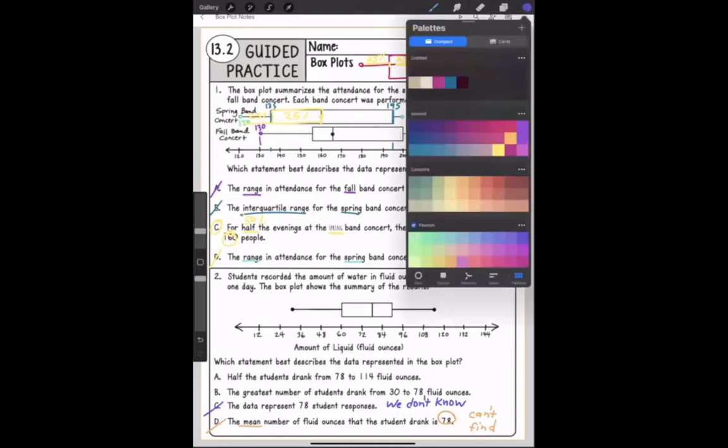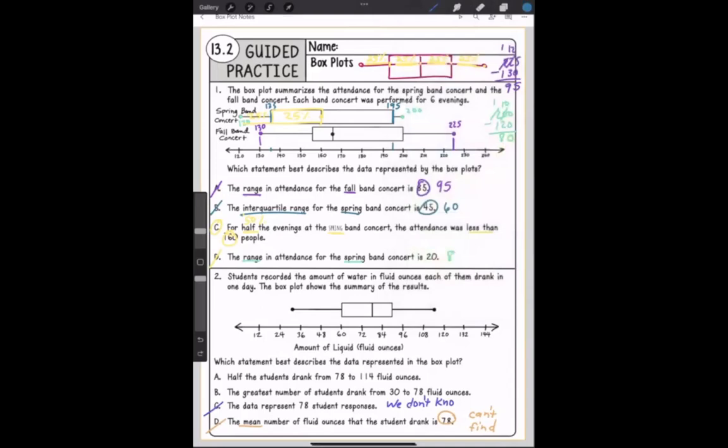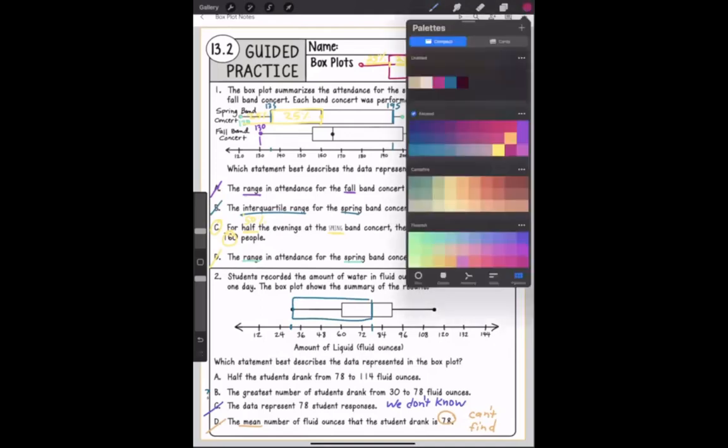Okay. The next one says the greatest number of students drank from 30 to 78 fluid ounces. So let's look where that would be. 30 is right here, and 78 is right there. So that's half of that graph. Let's come back to that, because that's kind of confusing, but let's see what the first one says.